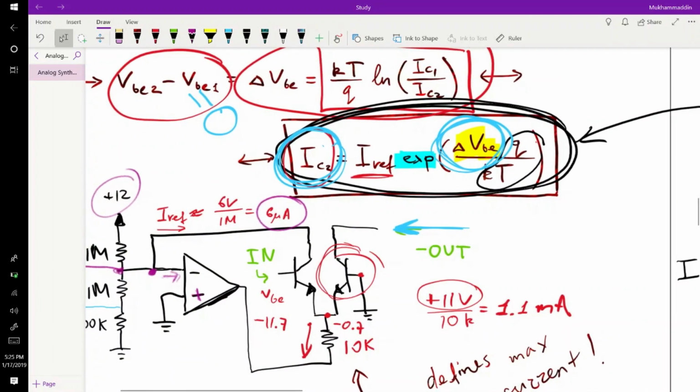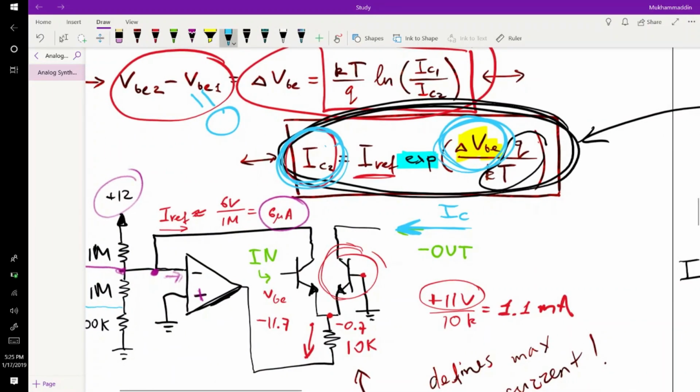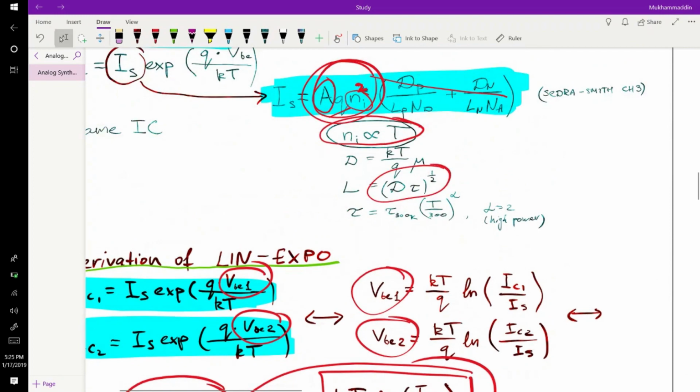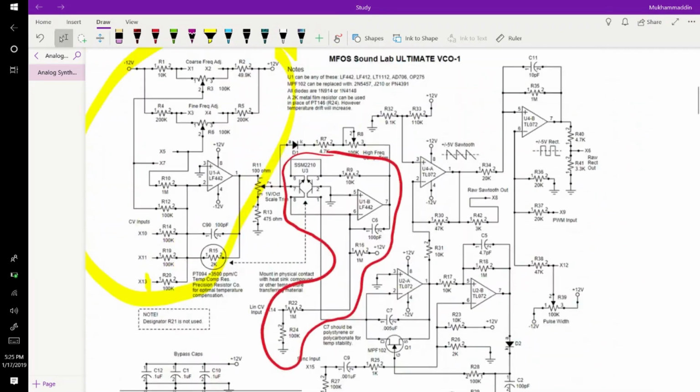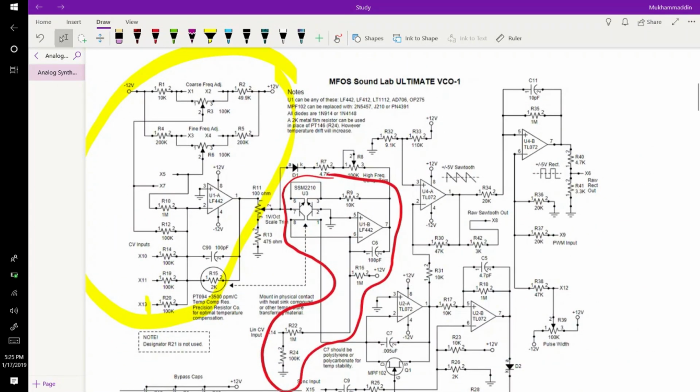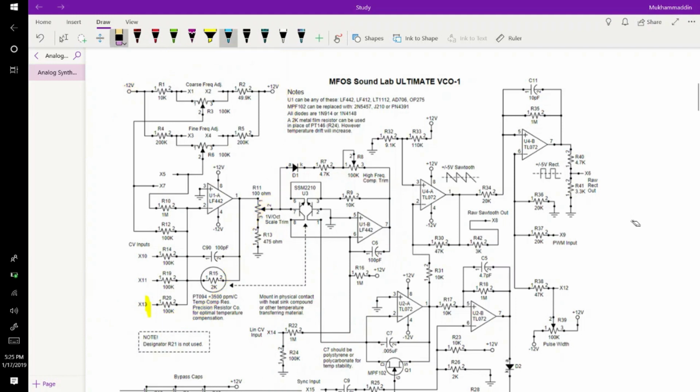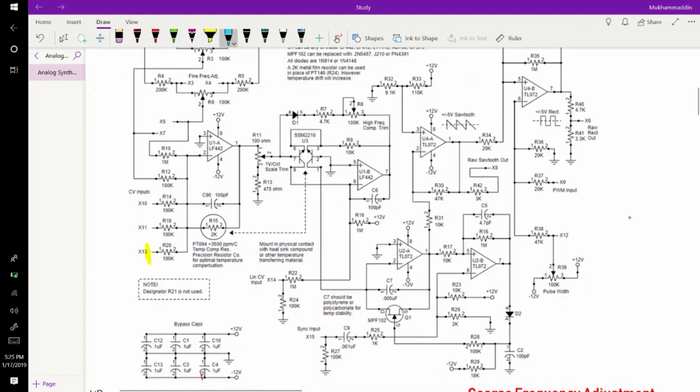And IC2 is in here. Let's look at the original circuit and how it looks in there. So we have IC2, which is in here. So this is IC2. And where is it connected? It is connected to this terminal. So this brings us to a ramp oscillator, which is this part.